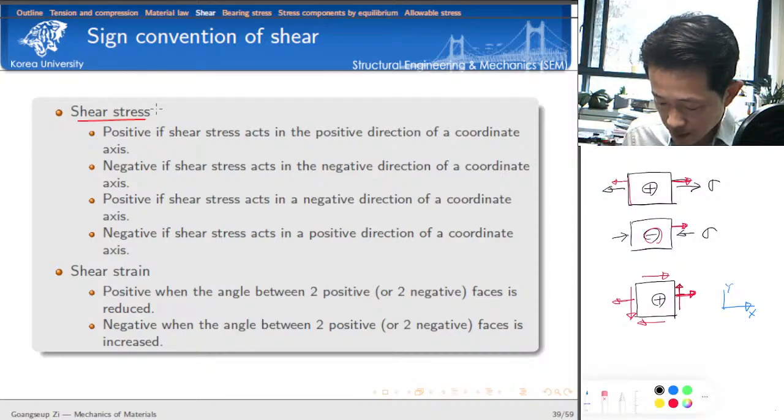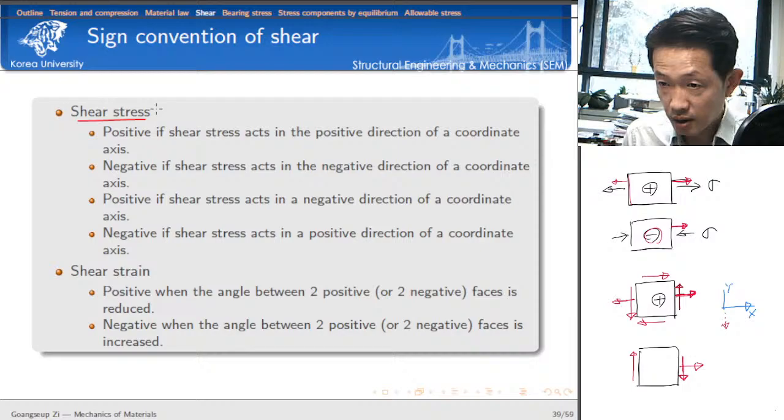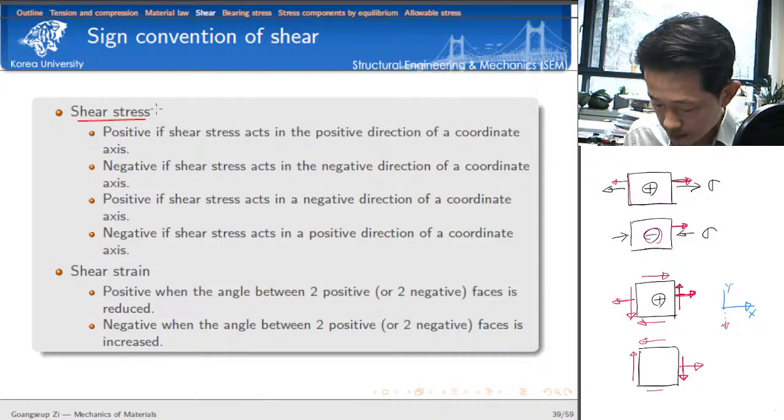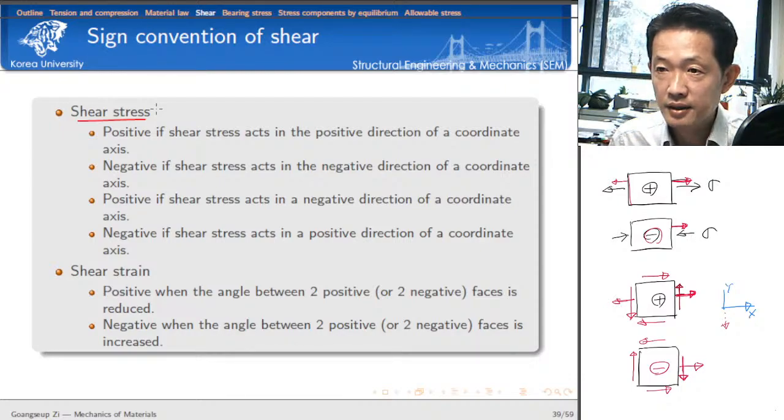And how about negative shear stress? Negative shear stress on the positive side, we must have traction in the negative direction, like this. Because the shear stress should be opposite, on this side we need to have traction upward, like this. This is negative shear stress. Okay, this is the characterization of the sign convention of shear stress. Do you have any questions?